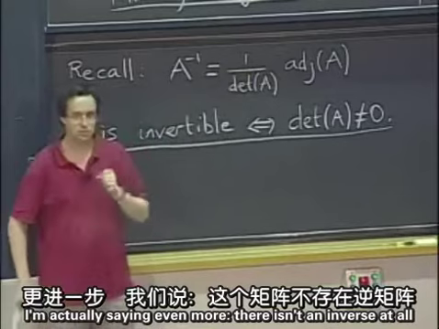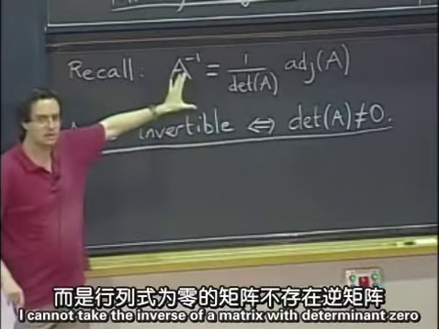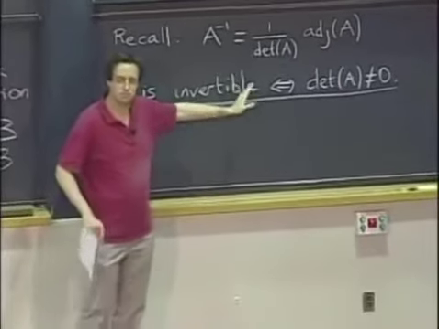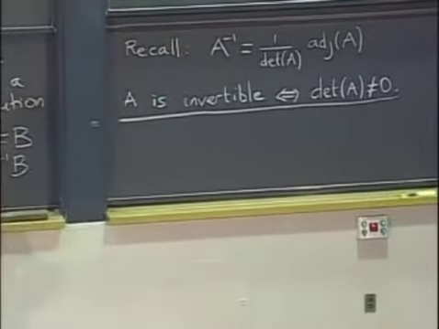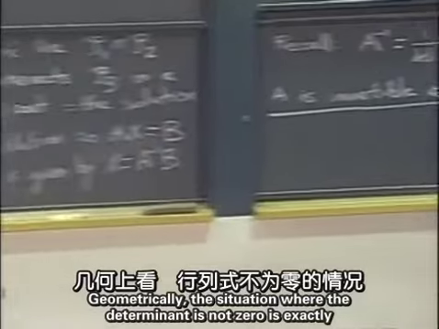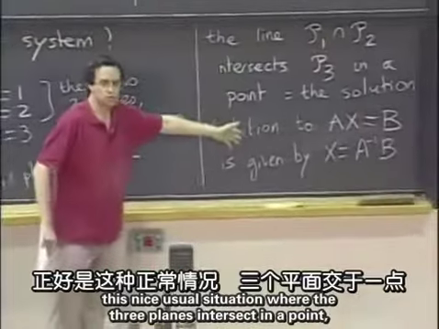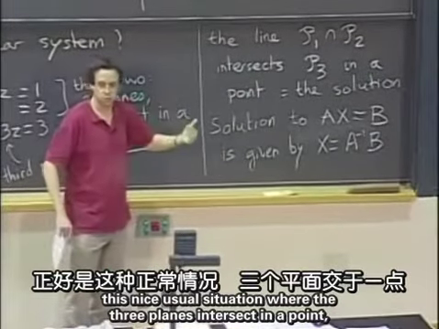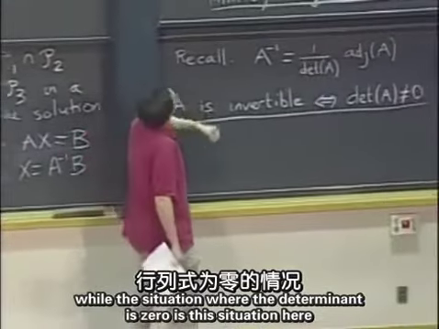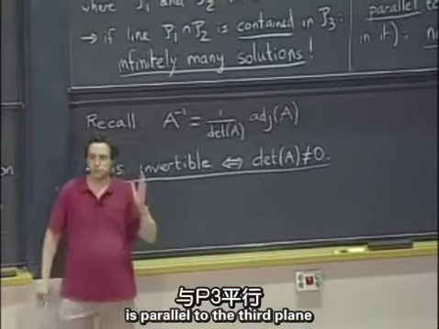But I'm saying actually even more, there isn't an inverse at all. It's not just that our method fails. I cannot take the inverse of a matrix with determinant 0. And geometrically, precisely the situation where the determinant is not 0 is exactly this nice usual situation where the three planes intersect in a point. While the situation where the determinant is 0 is this situation here where the line determined by the first two planes is parallel to the third plane.